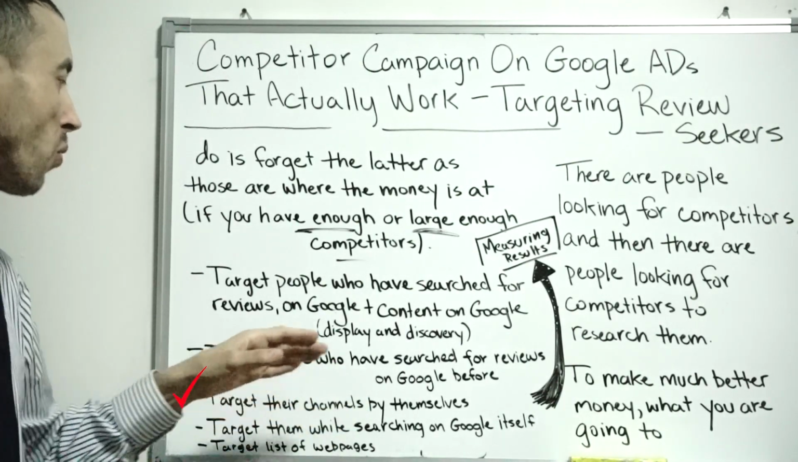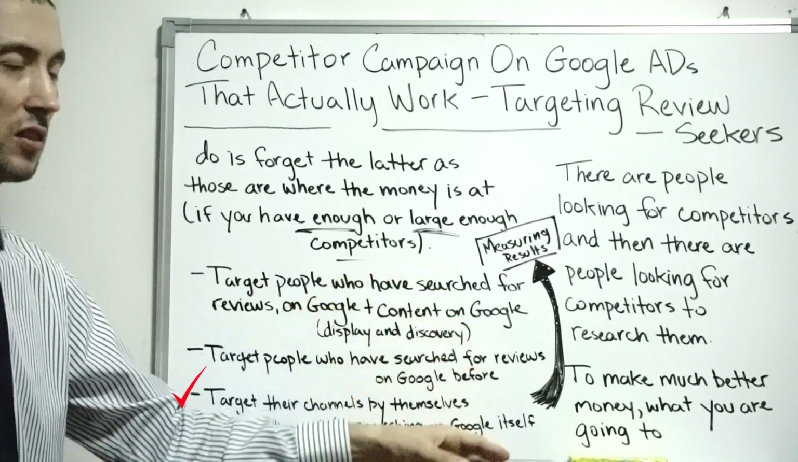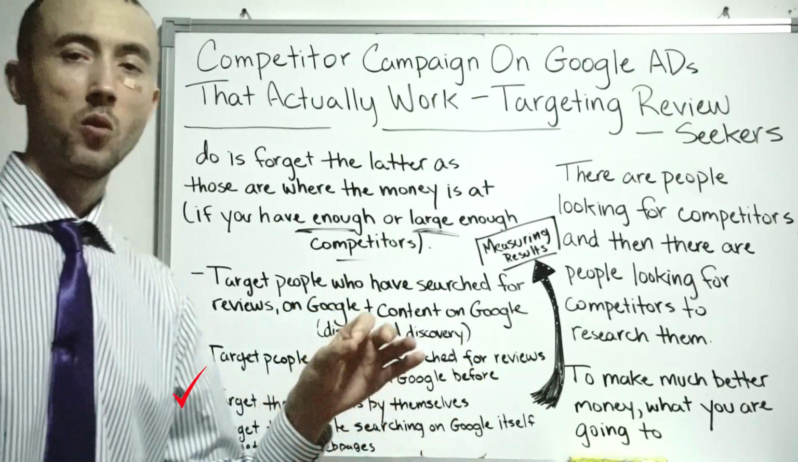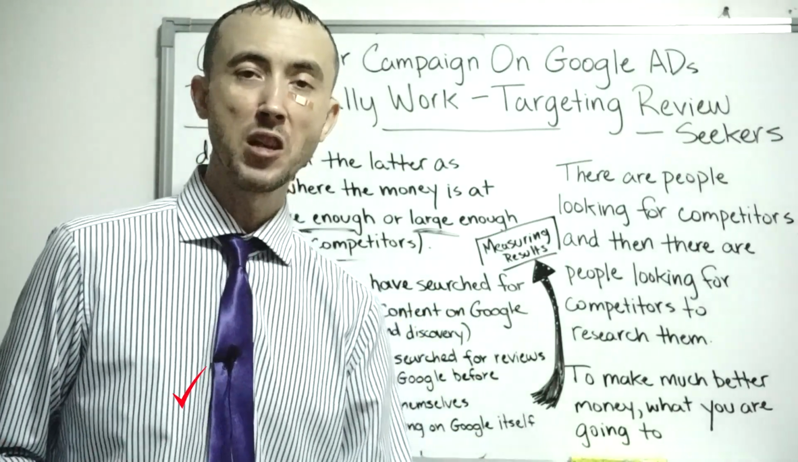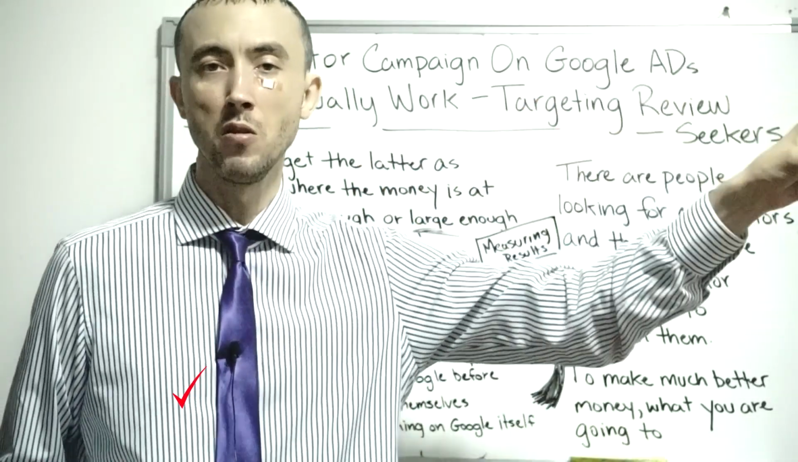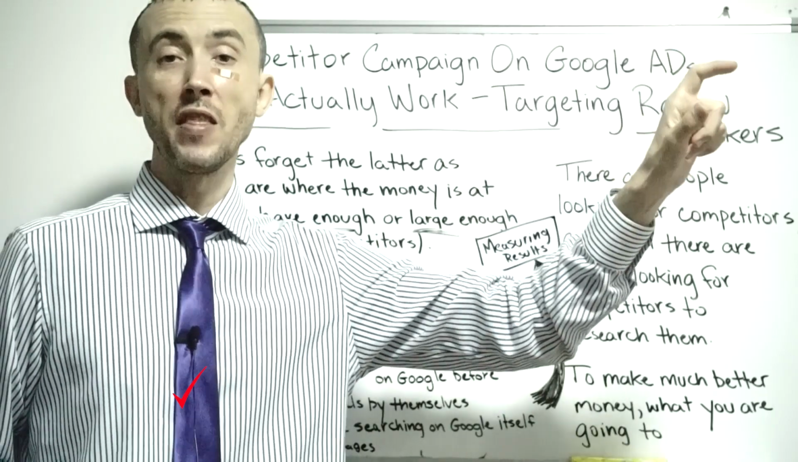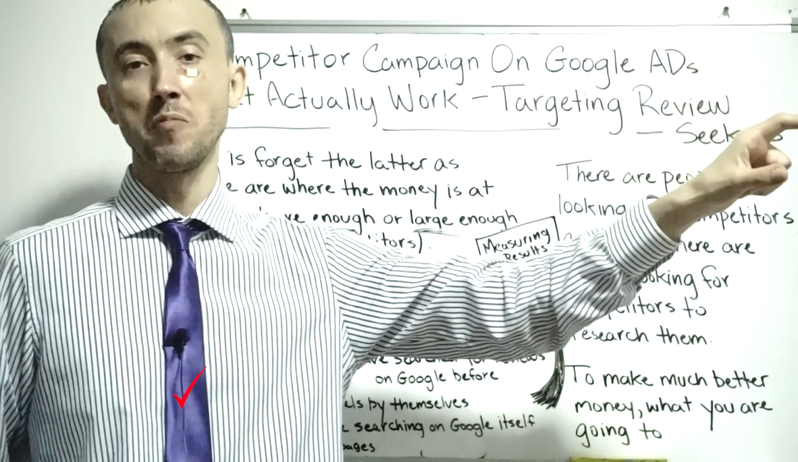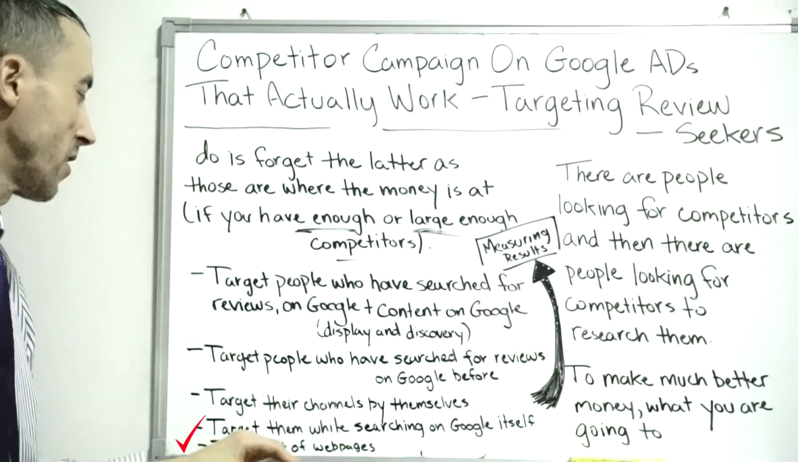Target people while they're searching on Google itself. So on Google, if they're typing in your competitor name plus review or competitor name plus reviews, you have a Google search ad that shows up at the top of Google, and you target people that way.